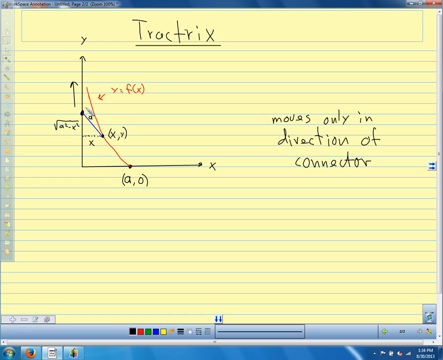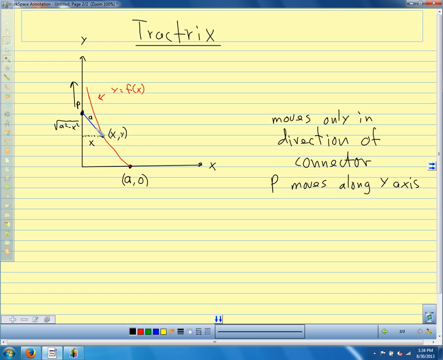This point, we'll call this point P. P moves directly along the y-axis. So at any point in time, this point is moving only in the direction of the connector. So the connector will be in the direction of the tangent to the curve. The motion at any point is tangent to the curve. So this connector is going to be tangent to our curve at any time, because that's the direction of motion.